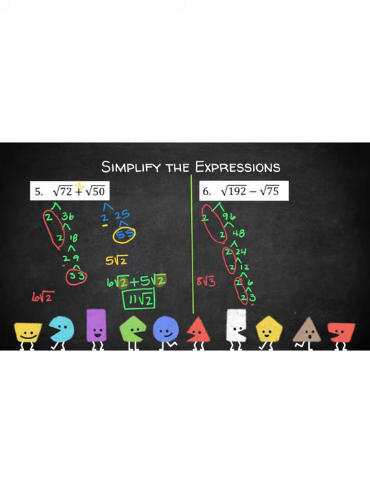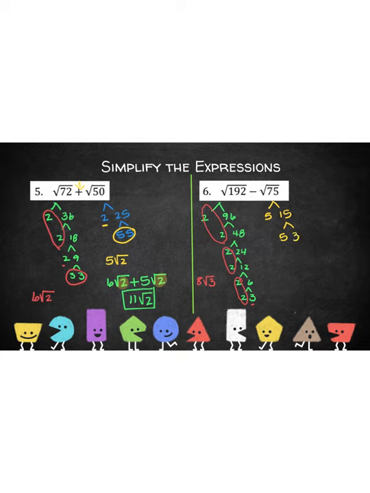Okay, and now we're going to do the same thing with 75. So I'm going to pick a different color here. Let's go yellow. So I'm going to break up that 75. So when I break up 75, I'm going to start with 5 and 15. And then that 15 I can break up with a 5 and a 3.